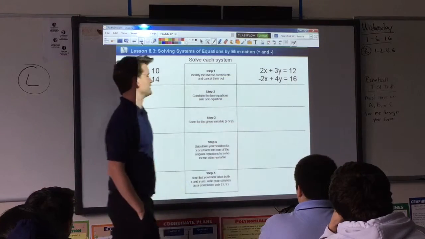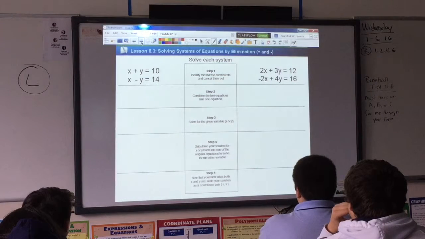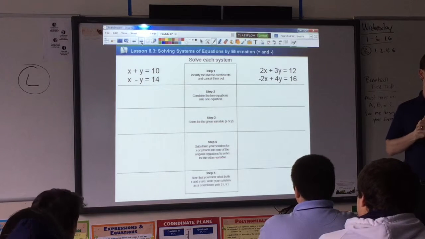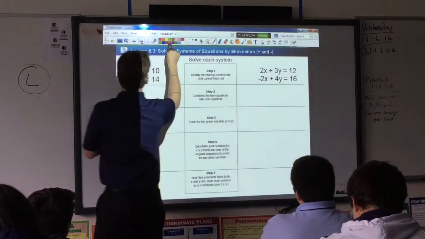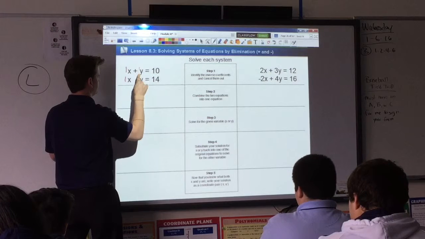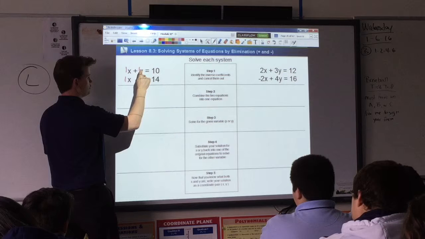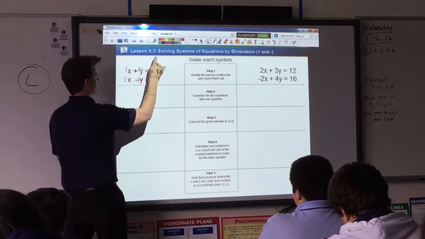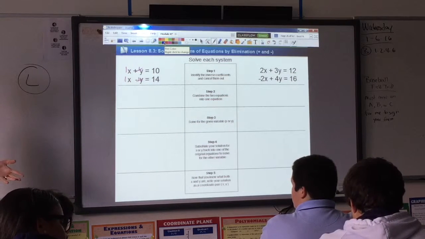Step one is to always identify the inverse coefficients and cancel them out. So, Maria, looking at the equation on the left, do you see inverse coefficients? Yes. Which ones? Negative 1 and negative 1. Yes, because there are technically some invisible ones here. These are inverse: positive 1y, negative 1y. Now that we've identified them, what do we do with them? Cross them out, cancel them out.